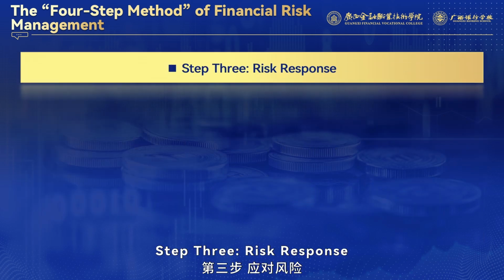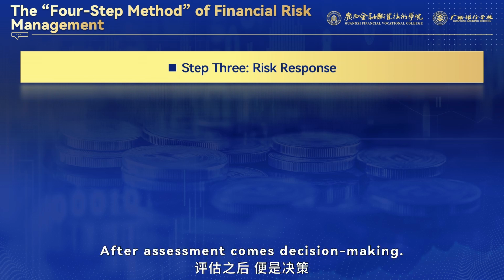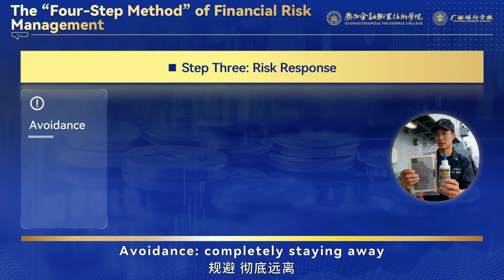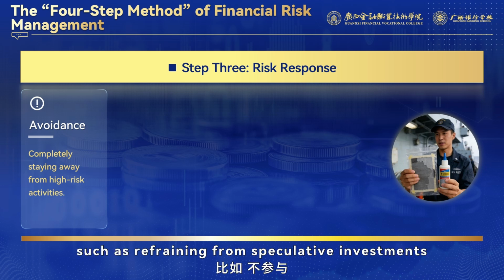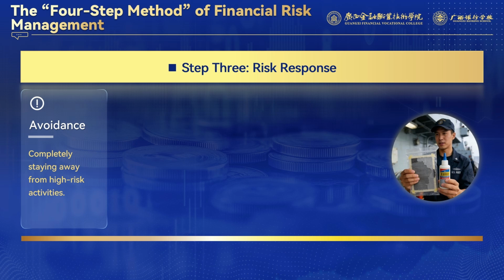Step 3. Risk response. Choosing how to repair the leak. After assessment comes decision-making. There are typically 4 major strategies. Avoidance, completely staying away from high-risk activities, such as refraining from speculative investments that one does not understand at all.